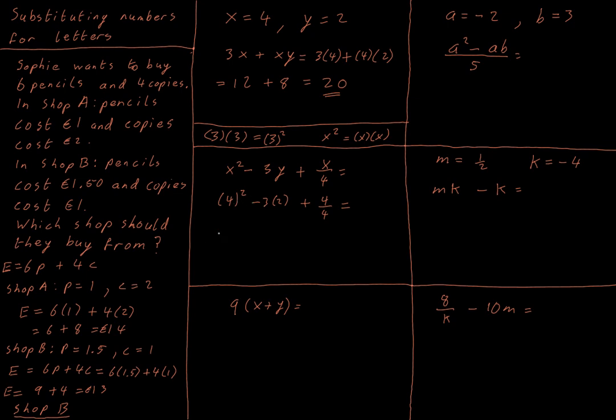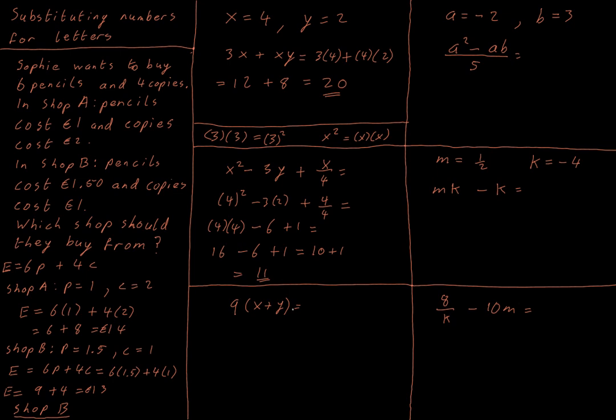So I have 4 squared means 4 multiplied by 4. I have minus 3 multiplied by plus 2, so minus by plus is a minus, 3 by 2 is 6. And I have 4 divided by 4. How many times does 4 go into 4? It goes in once. Now I have 4 by 4 is 16. I have 16 minus 6 plus 1, which is 16 minus 6 is 10, plus 1 is equal to 11. And that's my final answer.